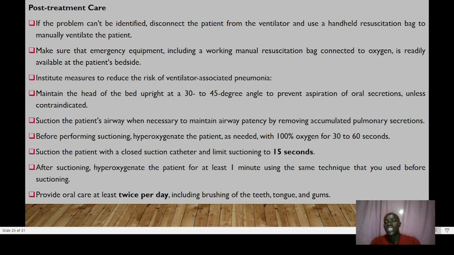So in this case, you have to maintain the head of the patient's bed upright at around 30 to 45 degrees angle, and this is just to prevent aspiration of oral secretions unless it's contraindicated.